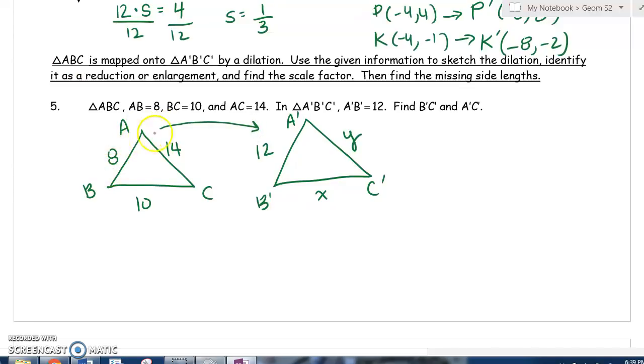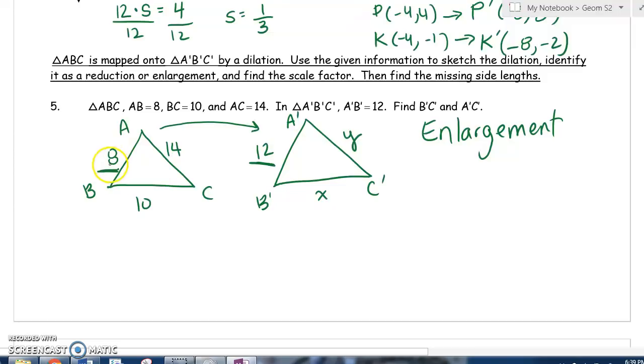If you notice, AB starts as an 8, and A prime B prime grows to be 12. Since it's going up, we know that it's going to be an enlargement. It's getting bigger. When you compare those two sides, it's obviously getting bigger. So that's an enlargement. We need to find the scale factor.